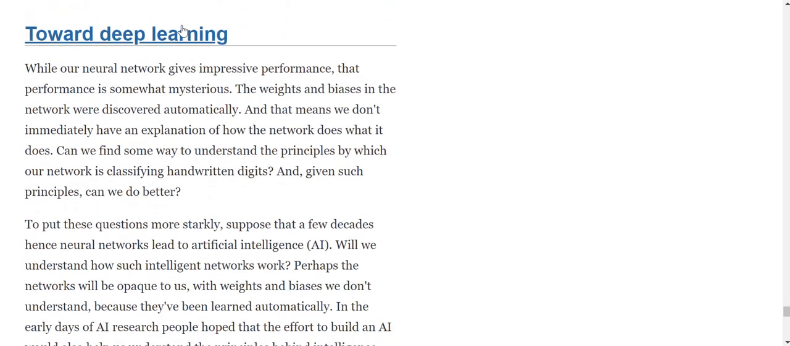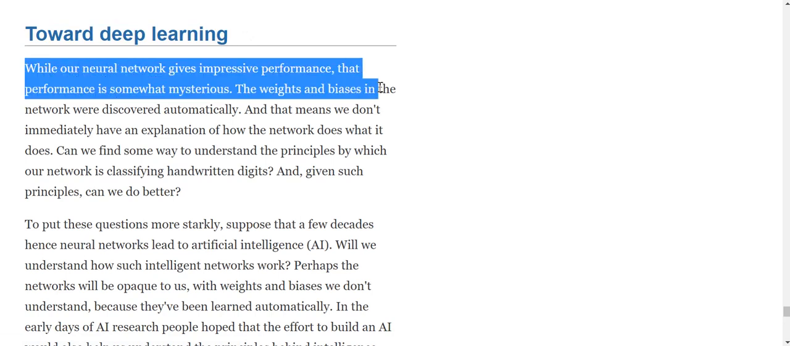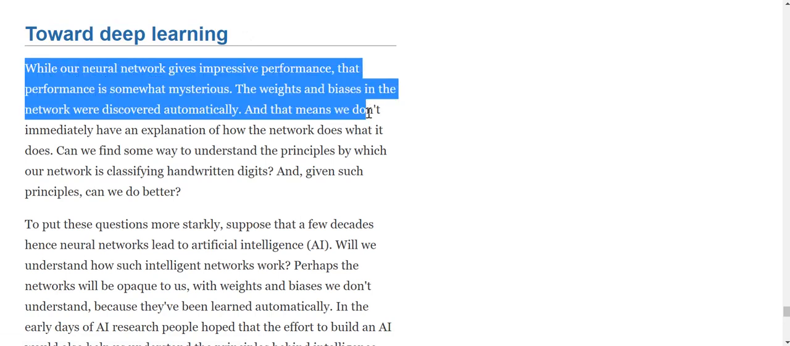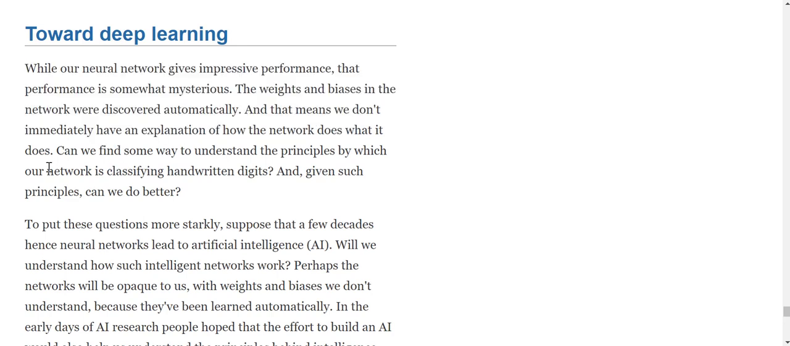Okay, so now we are finally in the toward deep learning section. While our neural network gives serious performance, that performance is somewhat mysterious. The weights and biases were discovered automatically, and that means we don't immediately have an explanation of how the network does what it does. Can we find some way to understand the principles by which our network is classifying handwritten digits? And given such principles, can we do better?